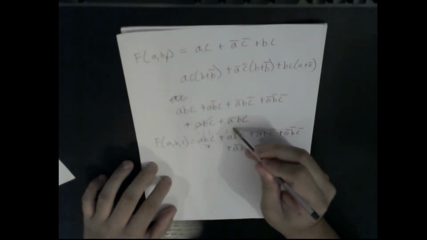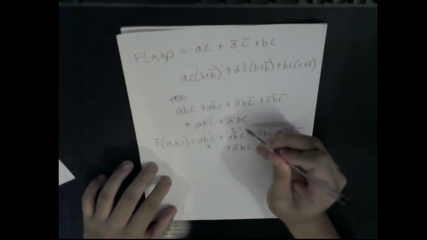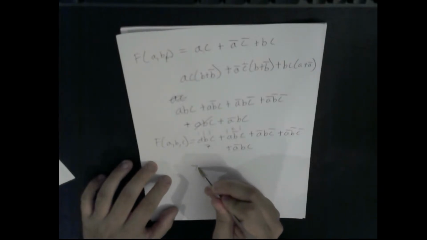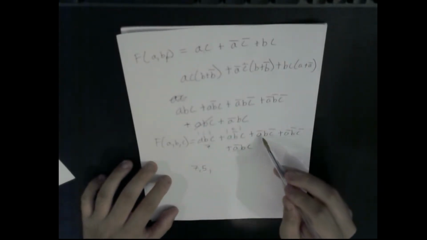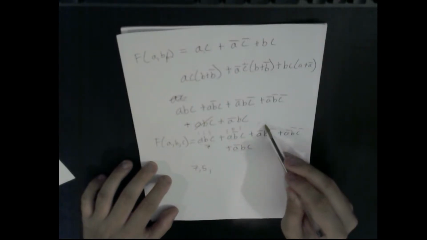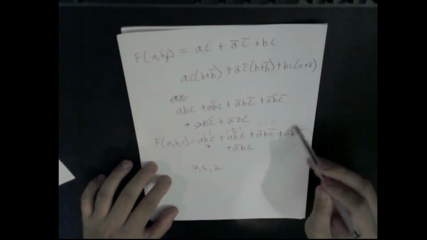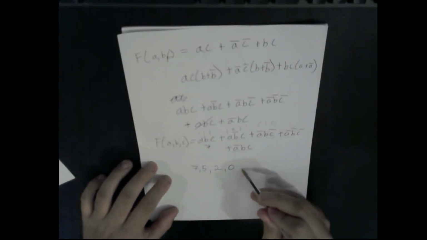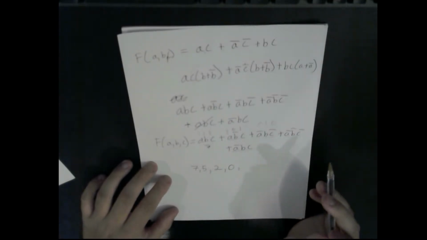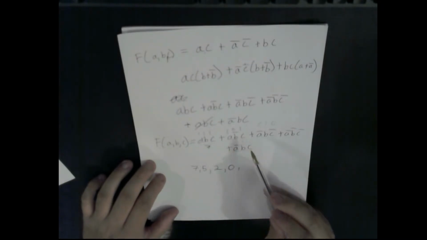This one's 1, 0, 1. That's 4 plus 1, so this is 5. So far I have 7 and 5. This one is 0, 1, 0, which corresponds to 2. This one is 0, 0, 0, which corresponds to 0. We have one more here, and this is 0, 1, 1. So that's 3.